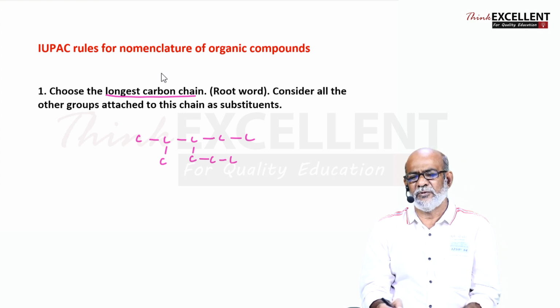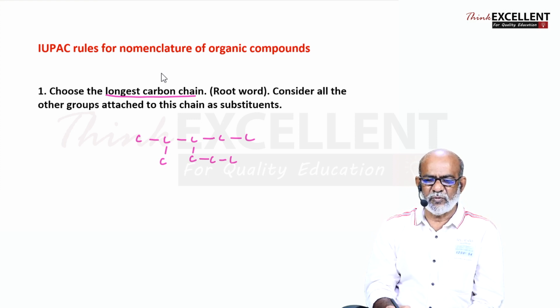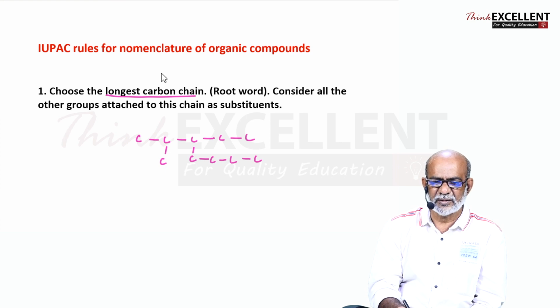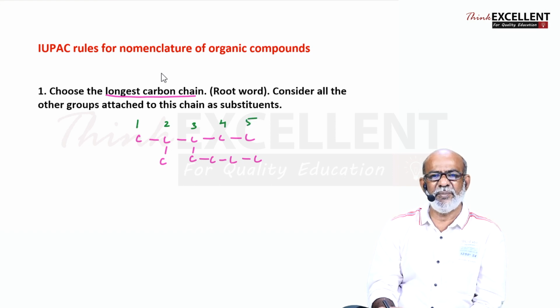First, here I am going to take the root word for this compound. So I start from here. This is 1, this is 2, this is 3, this is 4, this is 5. When I start from here and make it a straight line, only 5 carbons are present. Now I start from here: 1, 2, 3, 4, 5, 6, 7. When I come through this way, that is 7.